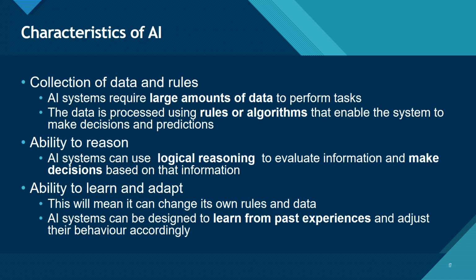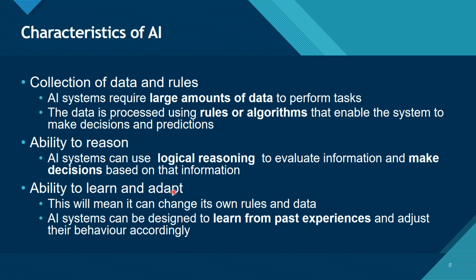There are multiple characteristics of AI. The three most important characteristics I have mentioned. The first is collection of data and rules, then ability to reason, and ability to learn and adapt. Collection of data and rules: an AI system requires a large amount of data to perform different tasks. The data is processed using rules or algorithms that enable the system to make decisions and predictions. Ability to reason: AI systems can use logical reasoning to evaluate information and make decisions based on that information.